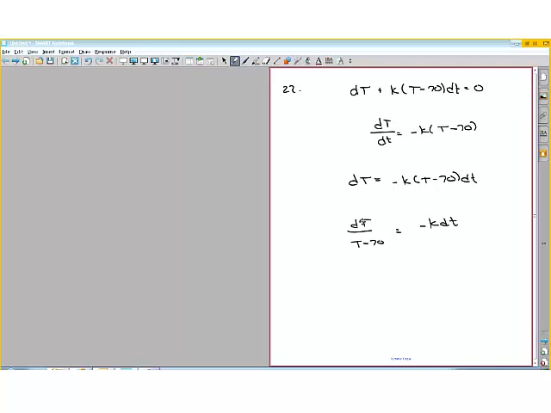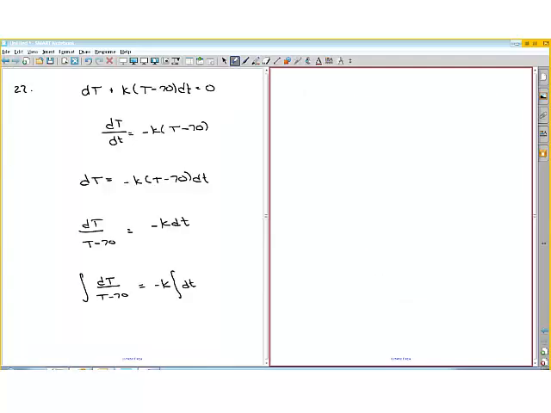I have capital T here, I have small t there. So now I can integrate both sides. I'm just going to move the negative k outside the integral sign because those are constants as far as this integration is concerned. So the right-hand side is just going to be minus k times t.